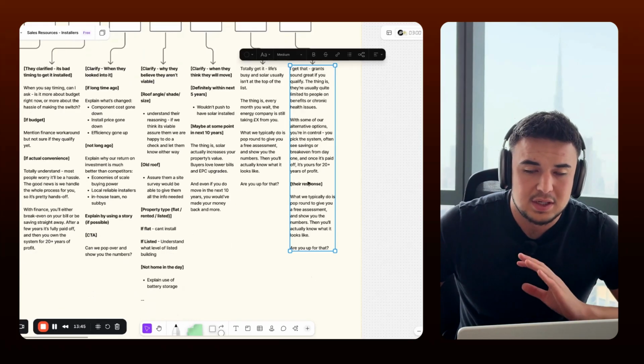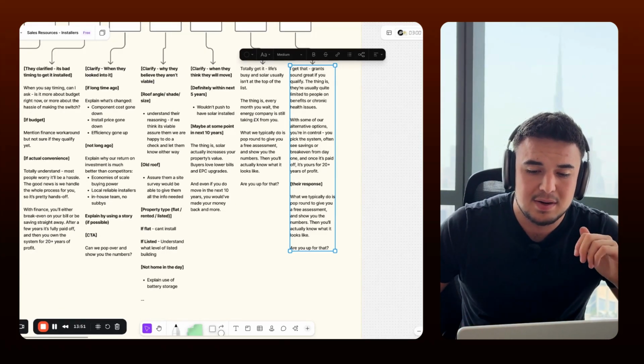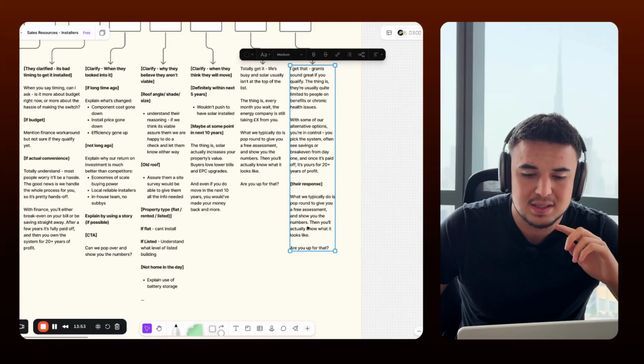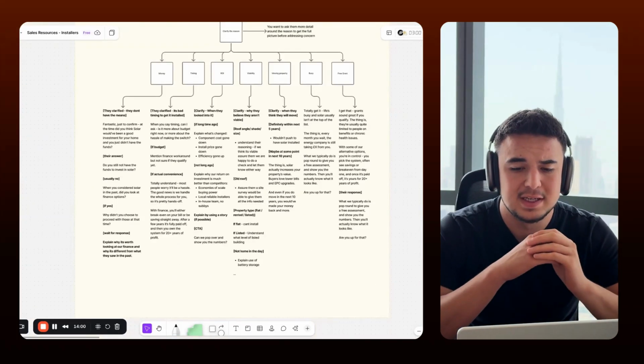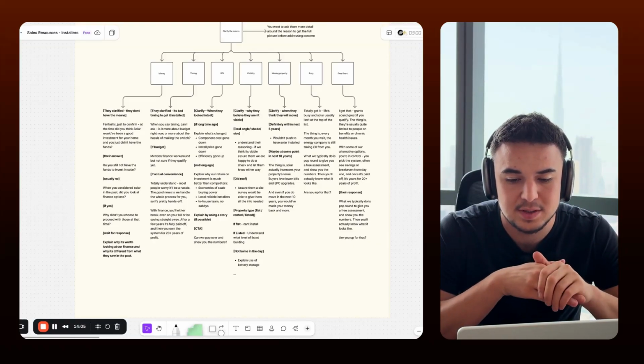Their response, so you let them respond, and from there you would say, we typically pop round to give you a free assessment, show you the numbers, and then you can actually see what the numbers look like. Are you up for that? So come back with your reason and then basically say, we typically pop round to give you a free assessment and show you the numbers. Then you actually can know what it looks like.